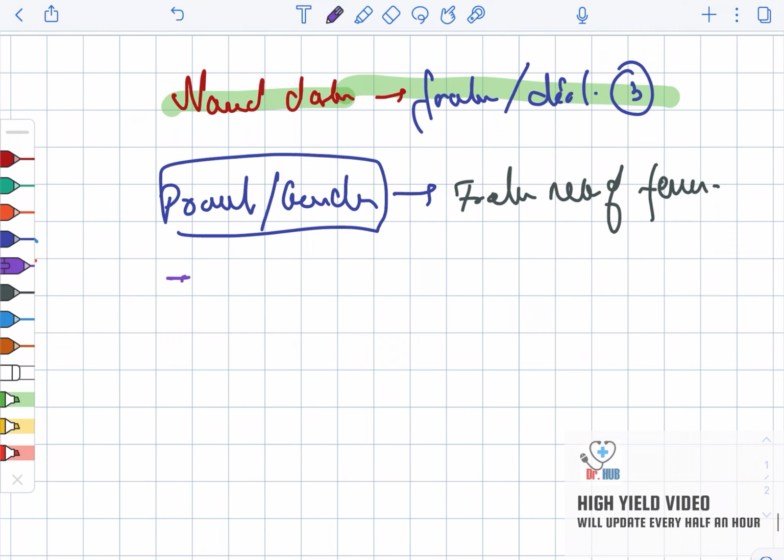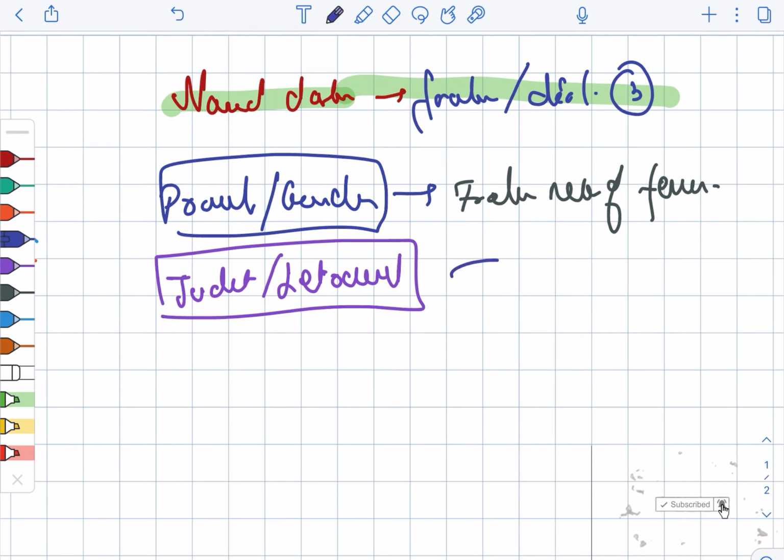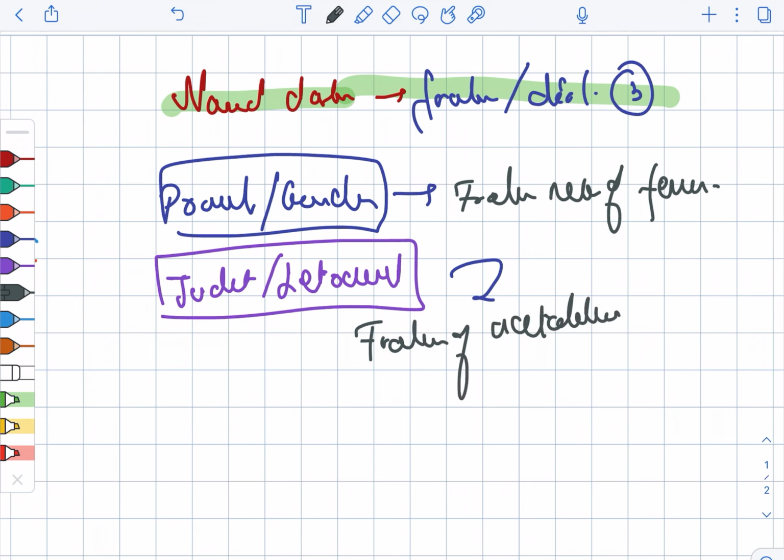Then looking at the Judet as well as the Letournel. Judet and the Letournel is used for the fracture of the acetabulum.